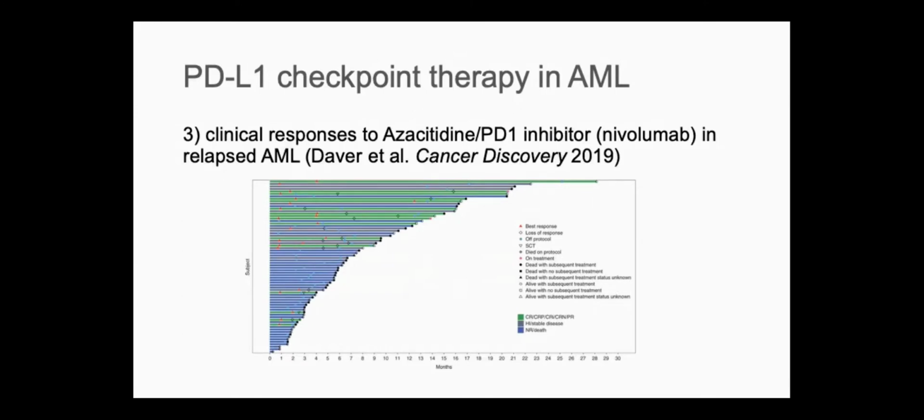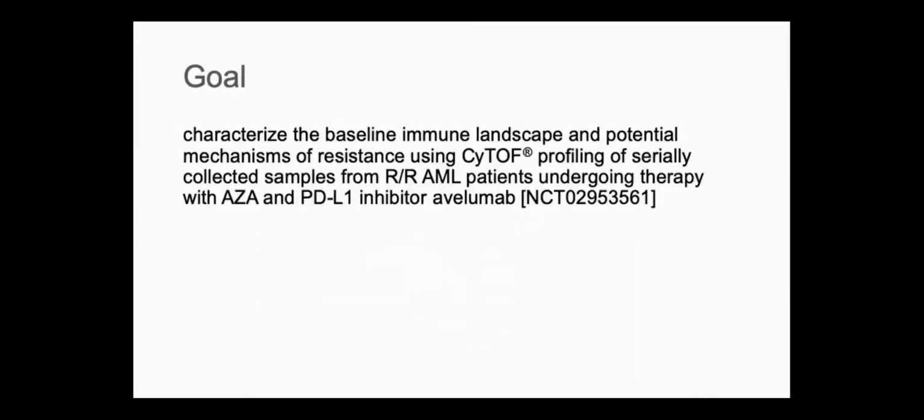And lastly, they have now achieved durable clinical responses in a hypomethylating agent PD1 inhibitor trial in acute myeloid leukemia. So the goal of our study was to use serially collected patient samples from refractory relapse AML patients undergoing therapy with a hypomethylating agent, azacitidine, in combination with the PD-L1 inhibitor avelumab for the treatment, as I mentioned, of refractory relapse AML patients.